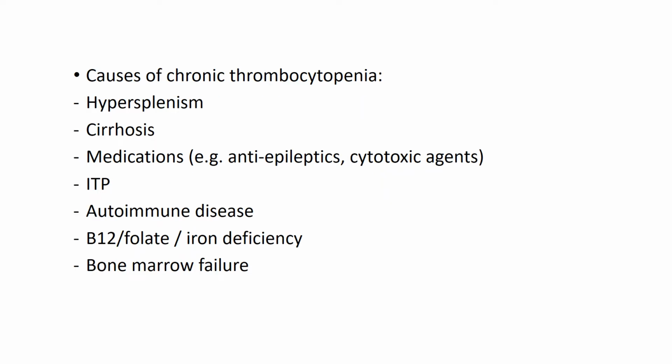The causes of chronic thrombocytopenia include hypersplenism, cirrhosis, idiopathic thrombocytopenic purpura, the use of certain medication, for example, anti-epileptic, cytotoxic agent, autoimmune disease, vitamin B12, folate and iron deficiency, and bone marrow failure.